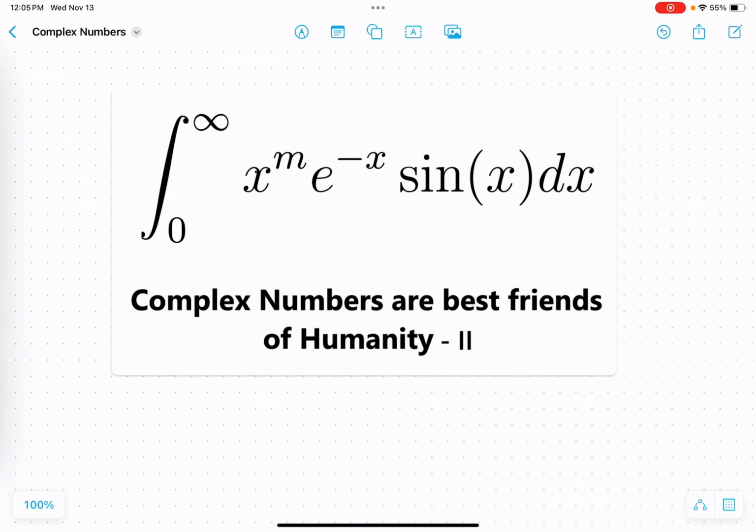Okay, so after the huge box office collection of the last video on complex numbers, we are here with another problem where complex numbers make the life of undergraduates really simpler, right?